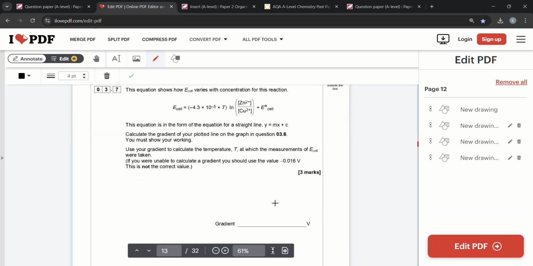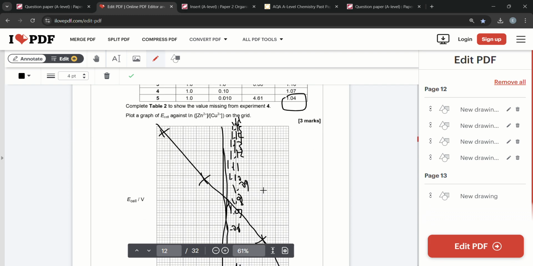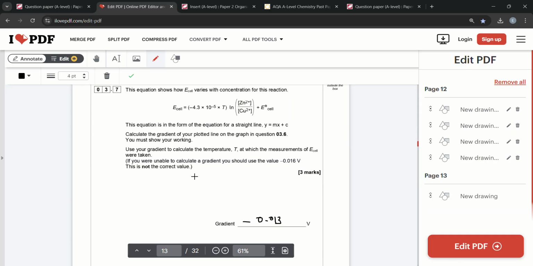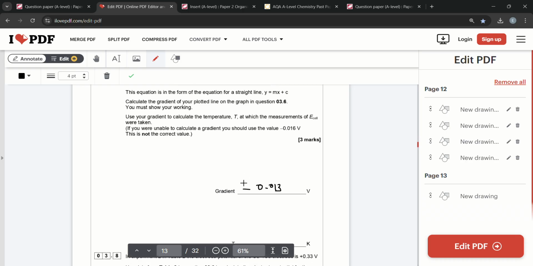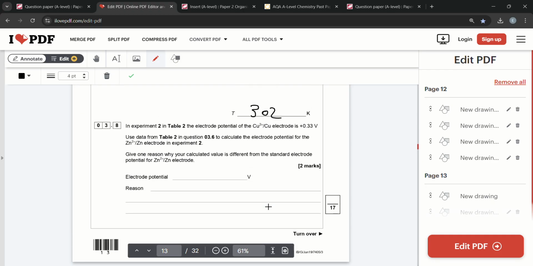Calculate the gradient. Use the gradient to calculate the temperature. So to calculate the gradient, minus 0.013, and it must be negative. You can clearly see it's decreasing. It must be a negative gradient. Just pick 2 points: y2 minus y1 over x2 minus x1. To calculate the temperature, well, the temperature is going to be my gradient divided by 4.3 times 10 to the power minus 5, and I should get 302 Kelvin or 303 Kelvin. Give one reason why your calculated value is different from the standard electrode potential.